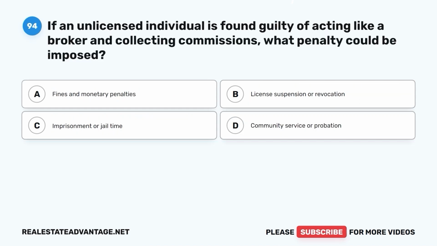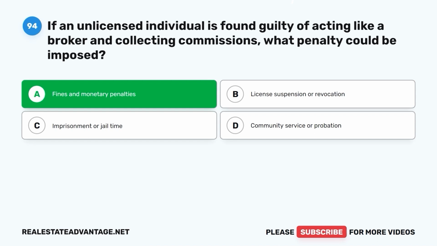Question 94. If an unlicensed individual is found guilty of acting like a broker and collecting commissions, what penalty could be imposed? A. Fines and monetary penalties. B. License suspension or revocation. C. Imprisonment or jail time. D. Community service or probation.